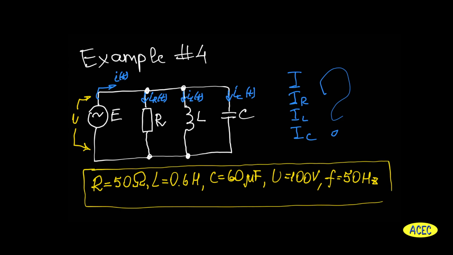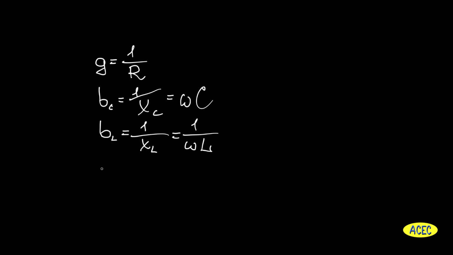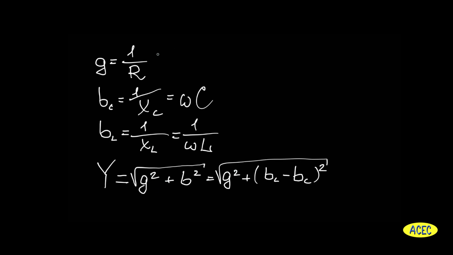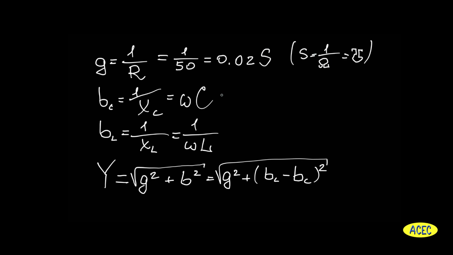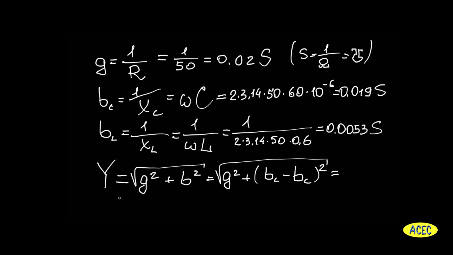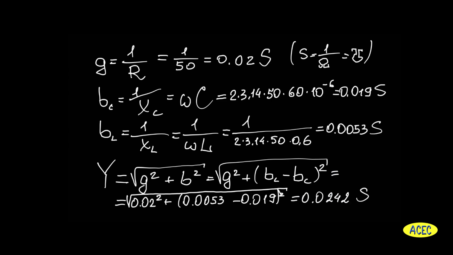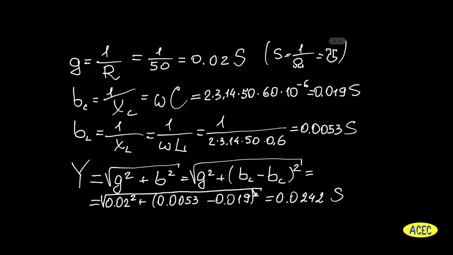Taking into account that we are considering the parallel connection of elements, we will talk about conductivities. First of all, let's find active conductivity, then reactive conductivities, and then circuit admittance. Do not forget that the conductivity unit is Siemens. Okay, we found all conductivities and we know the voltage which is connected to all parallel elements. So we may find the currents by Ohm's law.